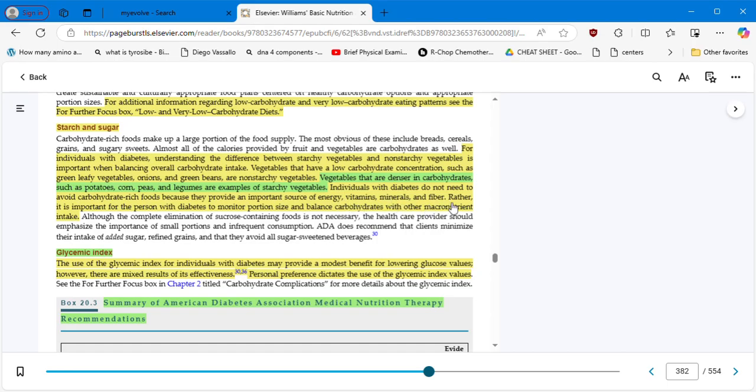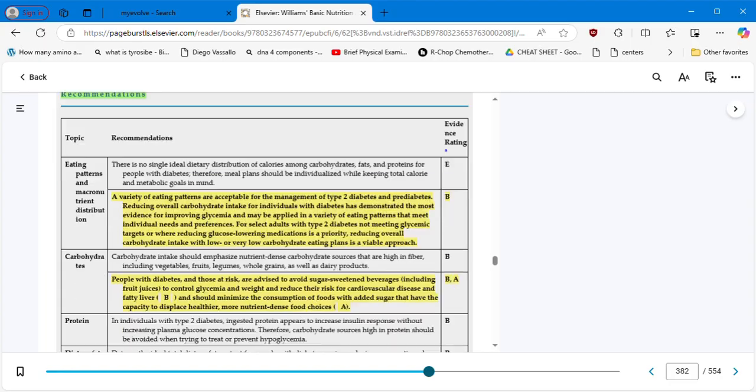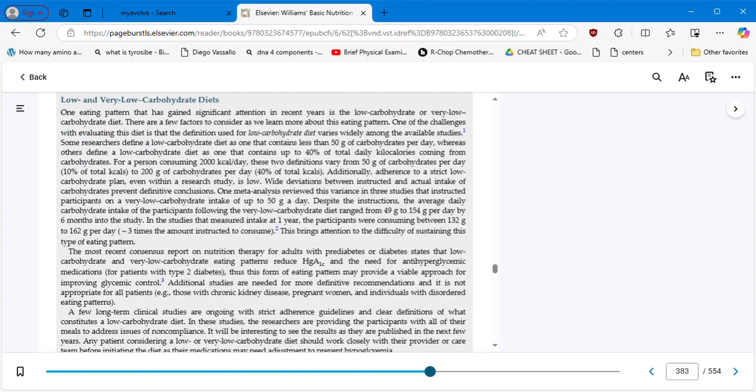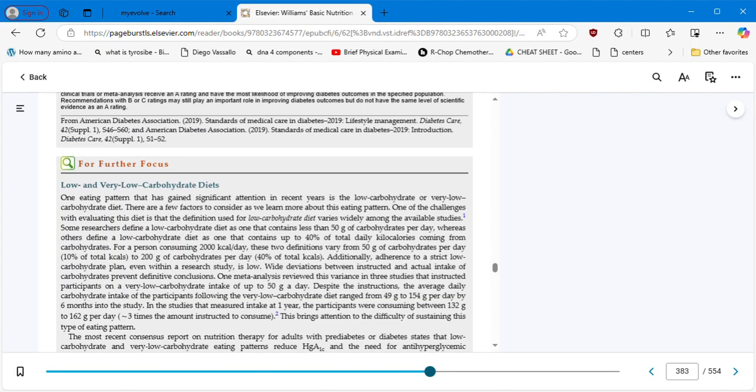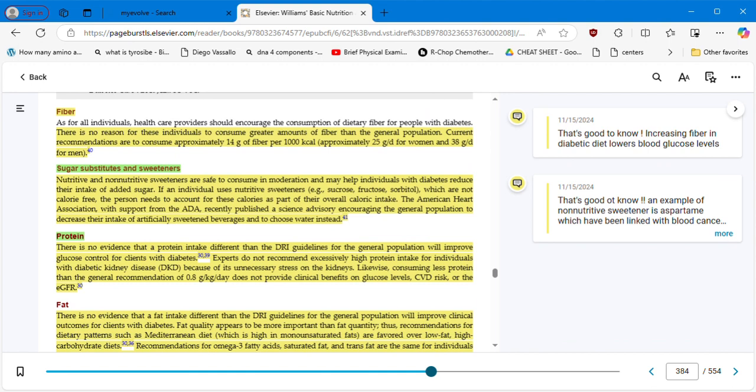Vitamins, minerals, and fibers. Okay, so rather it's important for the person with diabetes to monitor portion size and balance carbs with other macronutrients intake, okay? Glycemic index. The use of the glycemic index for individuals with diabetes may provide a modest benefit for lowering glucose values. However, there are mixed results of its effectiveness. Personal preference dictates the use of the glycemic index values. So it's not that you suppress the use of carbs, here is the article about low and very low carbs that you can read. It's not about suppressing the intake of carbs, but it's about portions. That's the summary of all.